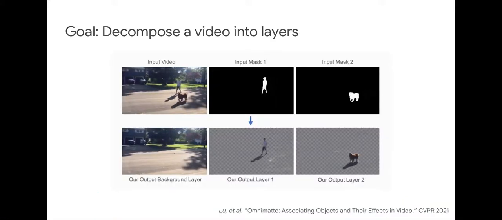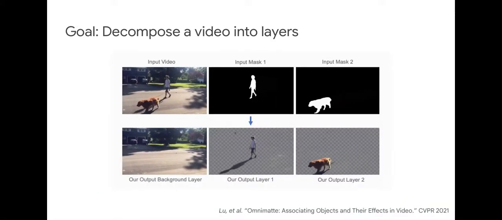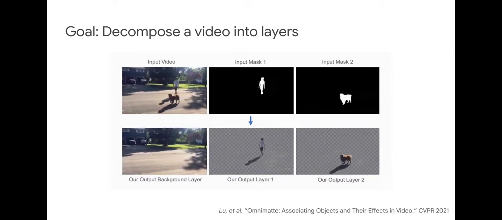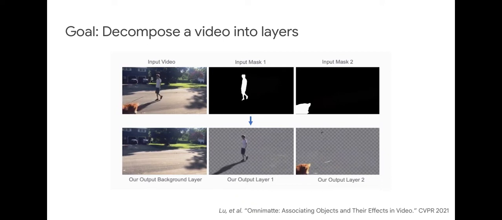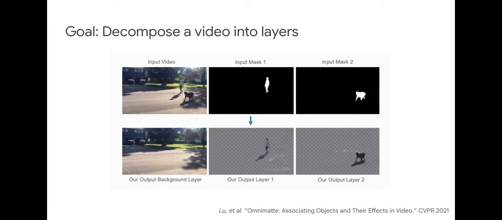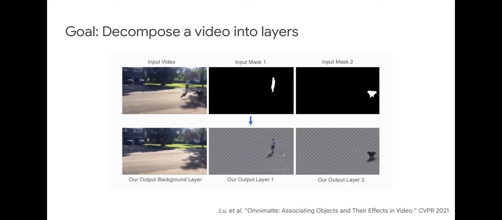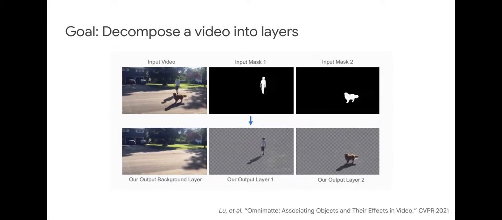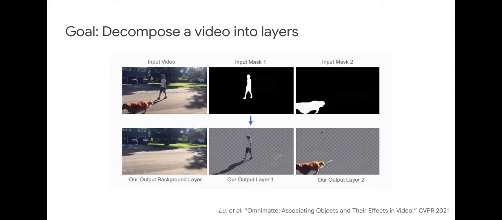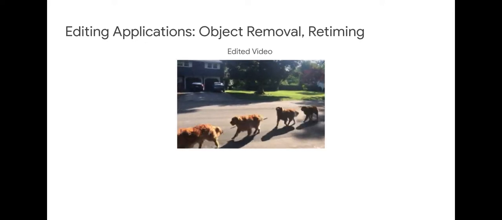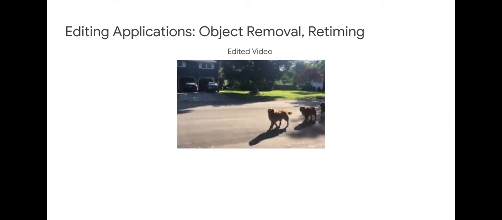In this work, we aim to decompose videos into layers that the user can then use to easily perform edits like object removal or object retiming. In detail, the problem setup is we're given an input video and object masks, and our goal is to predict layers that each contain an object and its correlated effects, such as shadows or reflections. With these layers, we can then perform edits, such as removing the person and duplicating the dog.